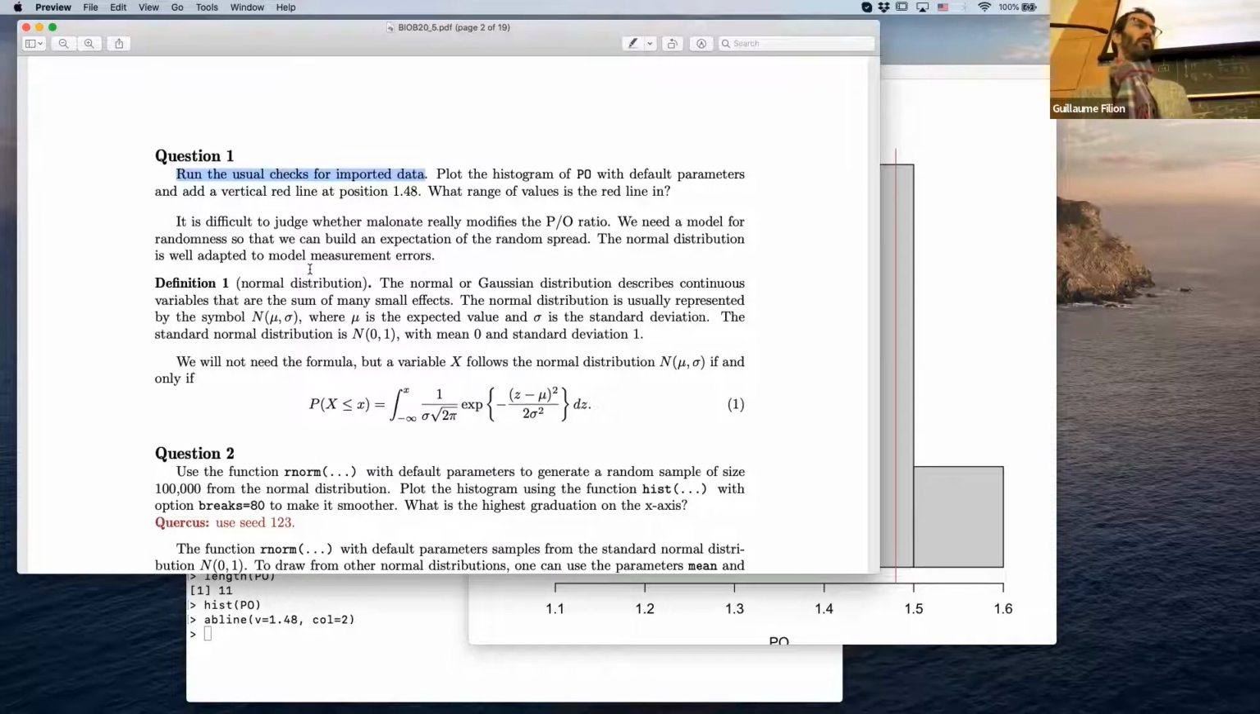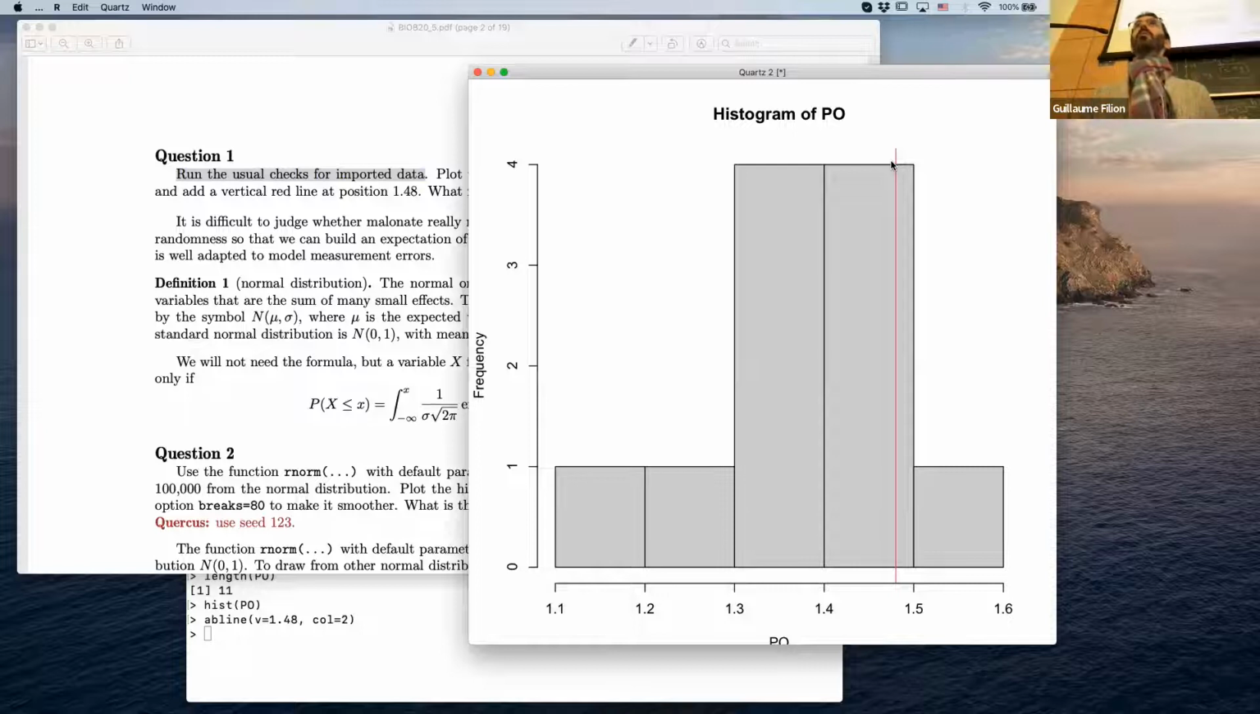We need a model for randomness so that we can build an expectation of the random spread. The normal distribution is well adapted to model measurement errors. So again, every week we're doing the same. We see this, that's great, but what's expected by chance? And before we can even discuss what's expected by chance, we need to say, what do you mean by chance? And so that forces us to put down our hypotheses: this is the randomness I have in mind, and now given this randomness, what did I expect? And is this unexpected, as simple as that? Is it shocking?